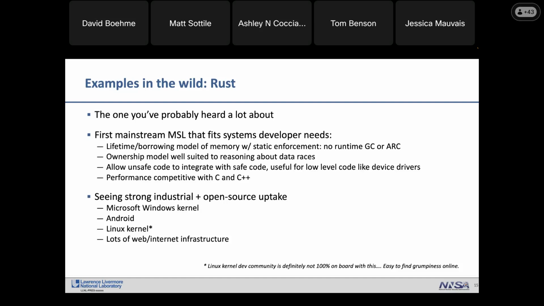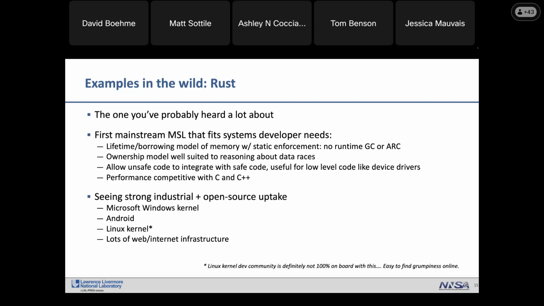And this is statically enforced by the compiler. So you don't have a garbage collector, you don't have automatic reference counting. And so you can really do some fine-grained performance tuning. The ownership model is very good for reasoning about data races, which comes up a lot in system software. You can have unsafe code that you can integrate with safe code, and it's competitive with C and C++.